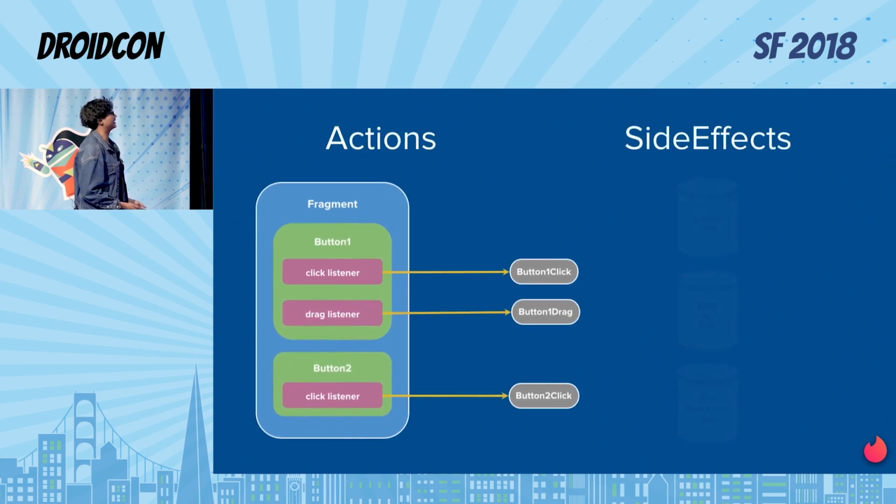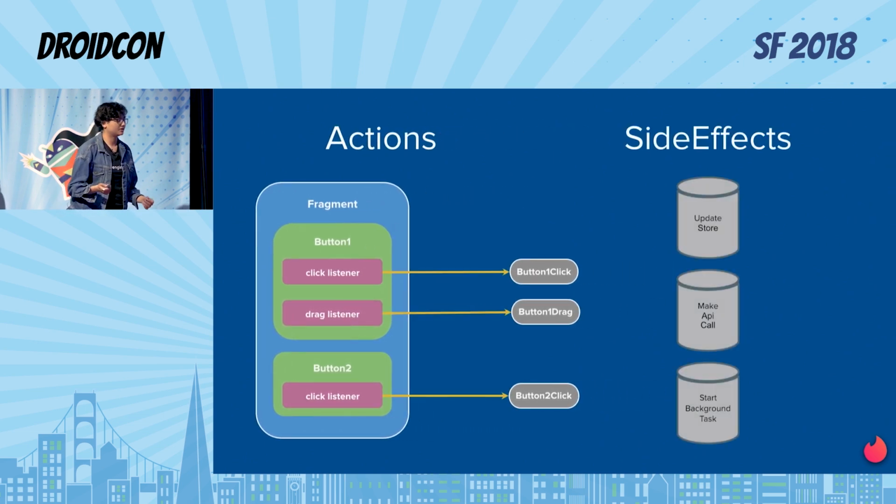Let's see what side effects look like. A lot of the times when we think of designing or architecting UI, there are cases where we have to perform certain tasks that act as a behind-the-scenes update, where we might want to update the store when the user submits something. We might want to make an API call, or in general start a background task. So we might want to do certain things as a result of the UI interaction that don't necessarily correspond to something on the screen that the user can visually see. For that, we're going to model those concepts and call them side effects.